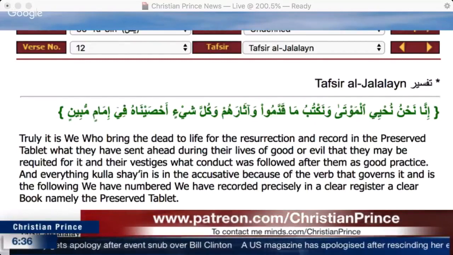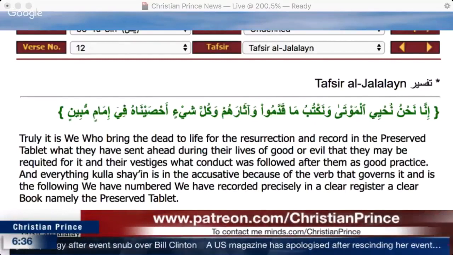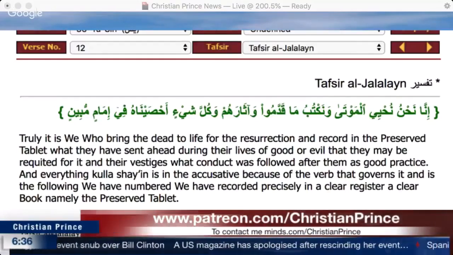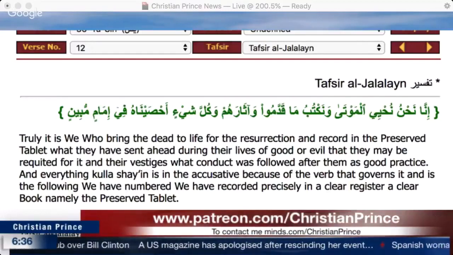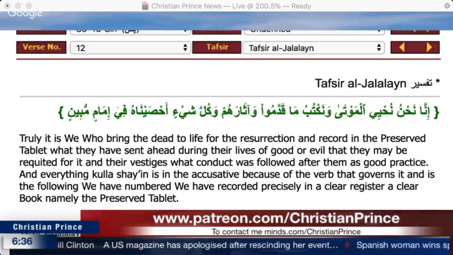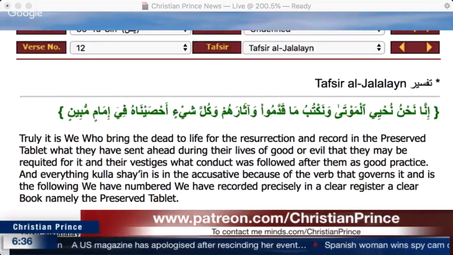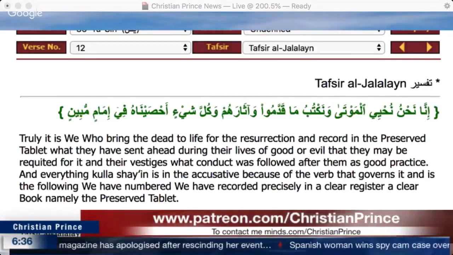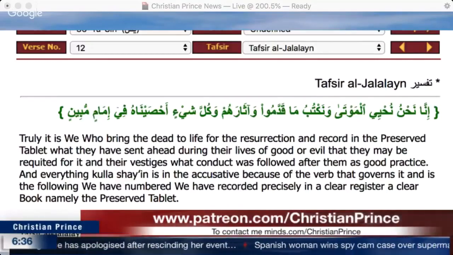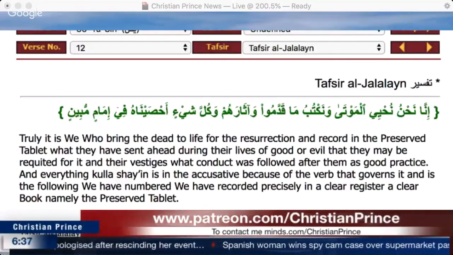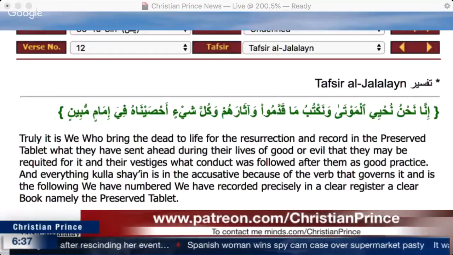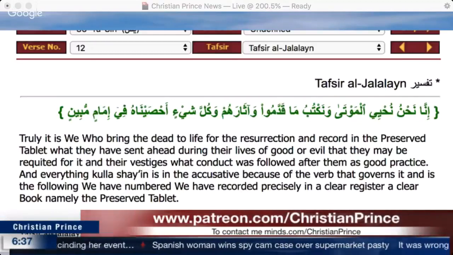وَنَكْتُبُ مَا قَدَّمُوا وَآثَارَهُم. This is actually what the Muslims agree with too. You know that Muslims believe that Allah wrote everything in His preserved tablet, including your destiny, everything is written there. So what is it that they have left behind and what they have put forth?